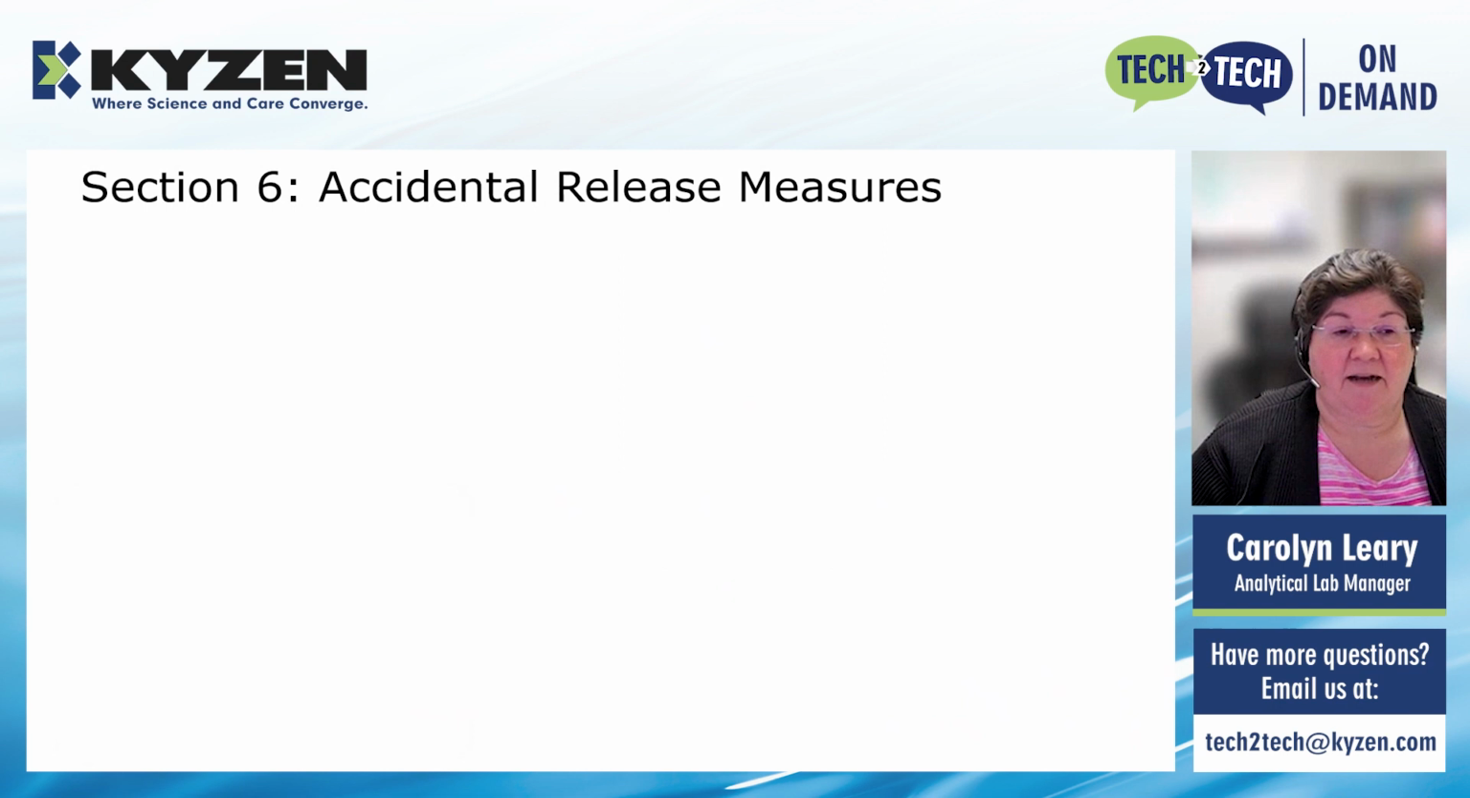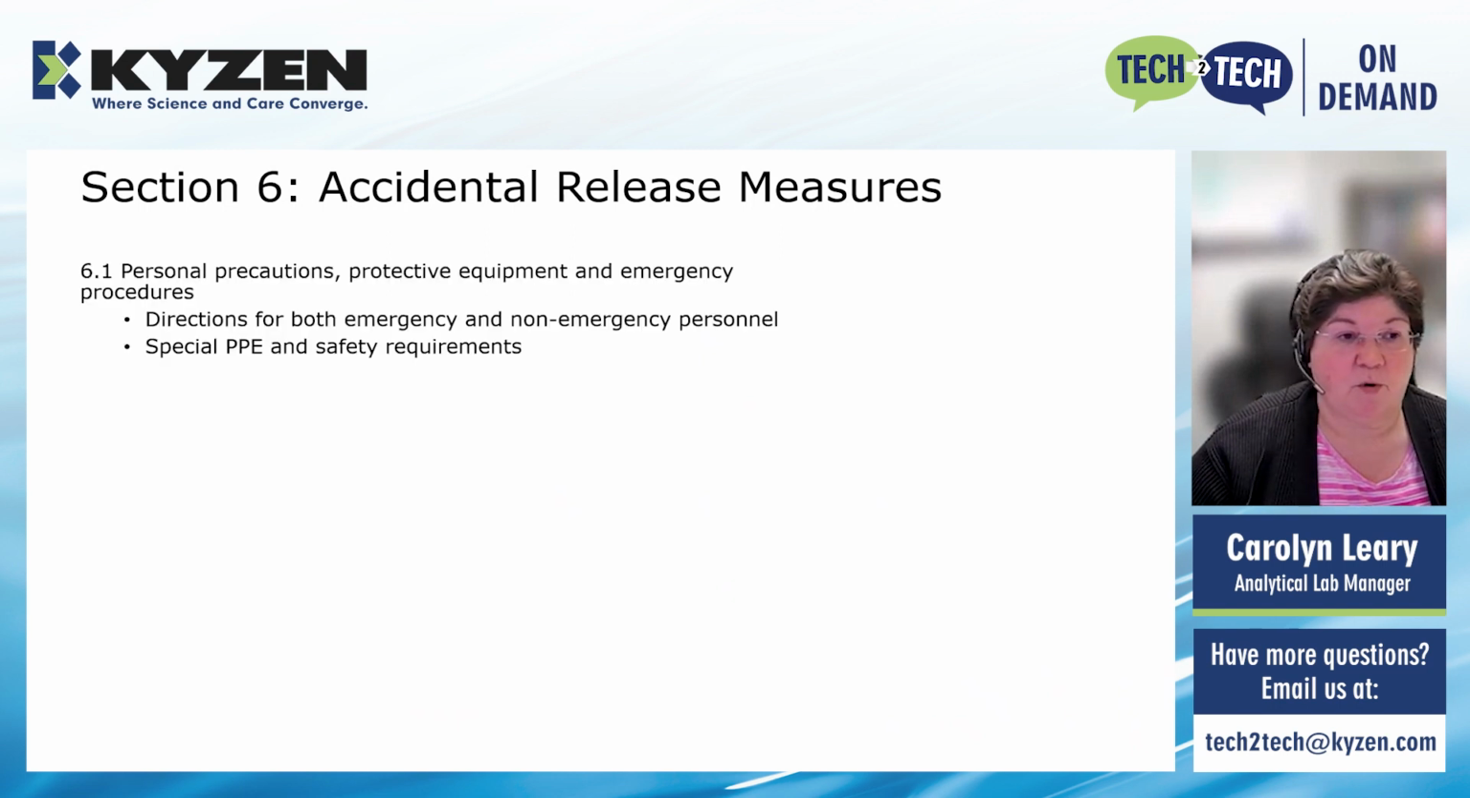Section 6 are accidental release measures and what needs to be done in case this gets on the ground and poured out. Section 6.1 are personal precautions, protective equipment, and emergency procedures. These apply both to non-emergency personnel, people right at the scene, and also for emergency responders. Are there special personal protective gear requirements or safety requirements? Things like making sure to turn off sources of ignition.